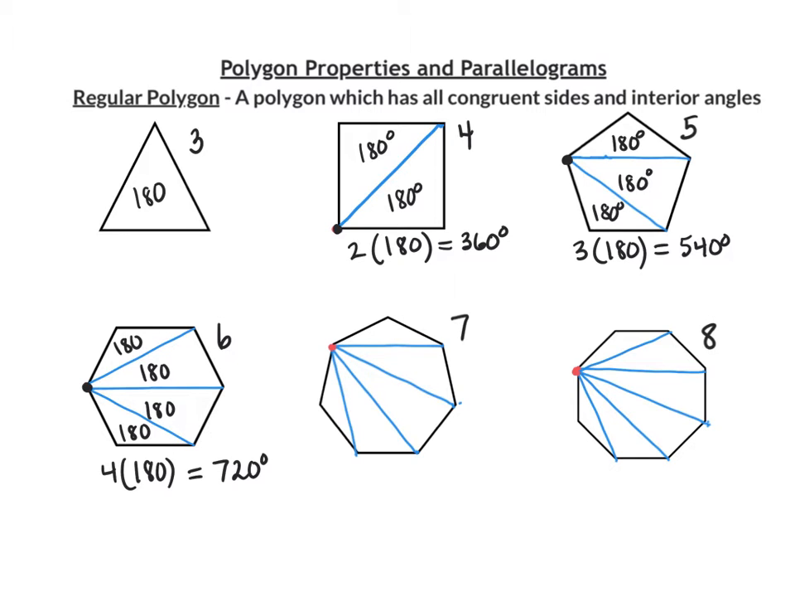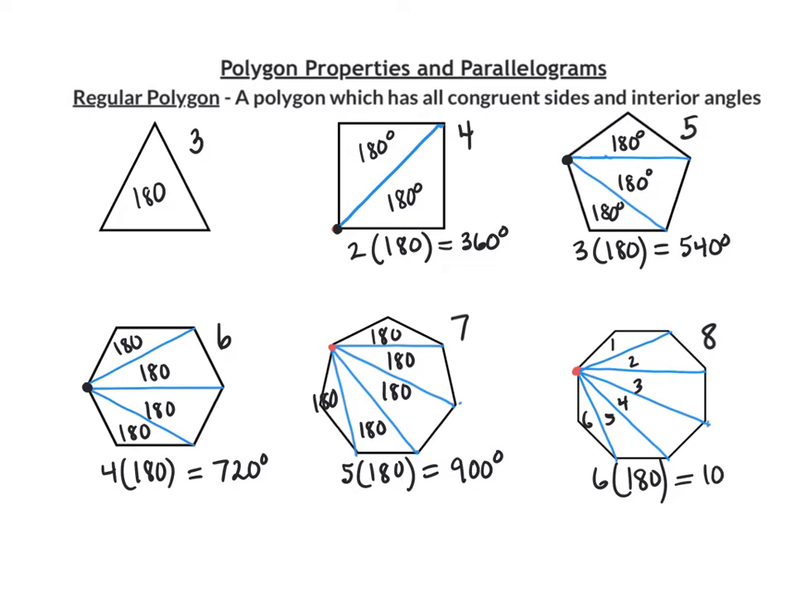This seven-sided figure, a heptagon or a septagon, notice that 1, 2, 3, 4, 5. There are 5 180s. And by this time, maybe you're noticing there's a pattern. It happens to be 900 degrees. 2, 3, 4, 5 triangles. This one must have 6. 1, 2, 3, 4, 5, 6. So it in fact is just 6 times 180. 6 times 180 is 1080 degrees.